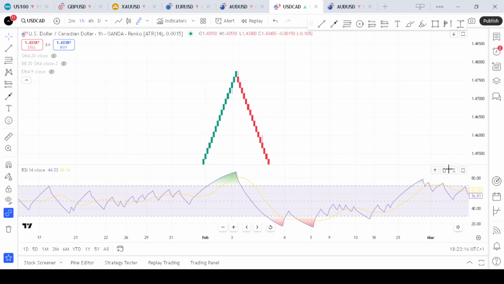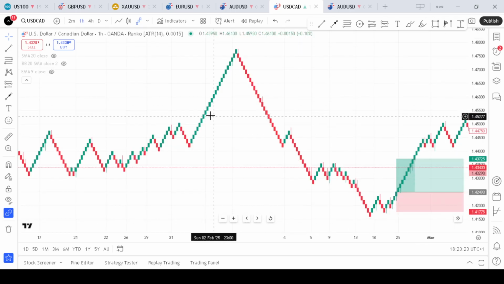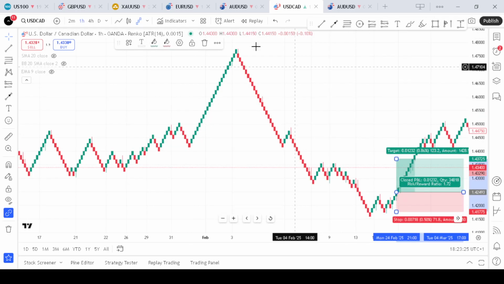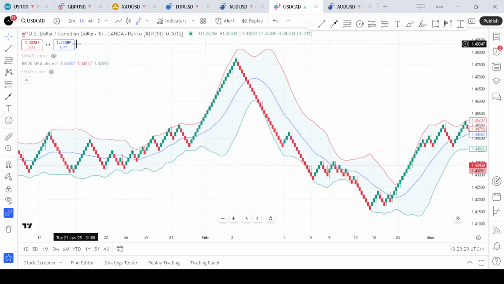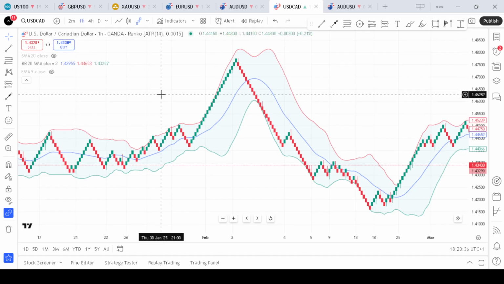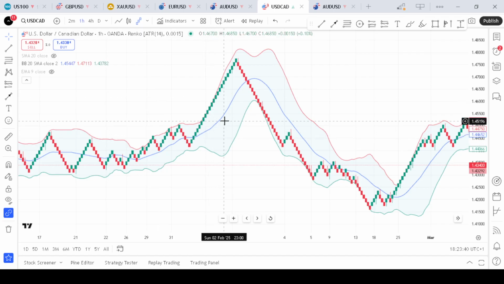Now the last indicator that we can use and combine with our Renko chart is called the Bollinger Band. The Bollinger Band was created by John Bollinger and is a volatility-based indicator that consists of 3 lines. The middle band is typically a 20-period moving average, while the upper band and the lower band are 2 standard deviations away from the middle band.